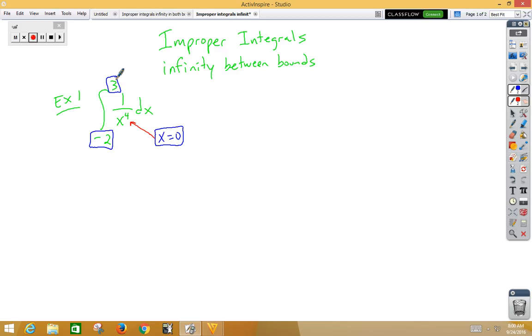So what we're going to need to do is split this integral up into two pieces at that x equals 0 value. So our first integral is going to be from -2 to 0 of 1 over x to the fourth dx. Our second integral is going to be from 0 to 3 of 1 over x to the fourth dx. We're now going to take the limit of both of these, and if either one of them is divergent, then the entire problem diverges. So maybe we'll get lucky and we'll get a divergent right away.